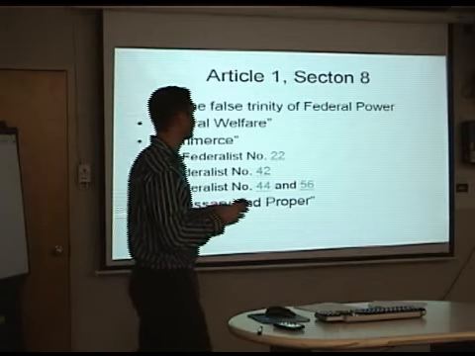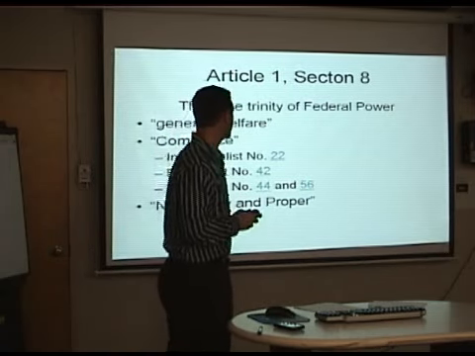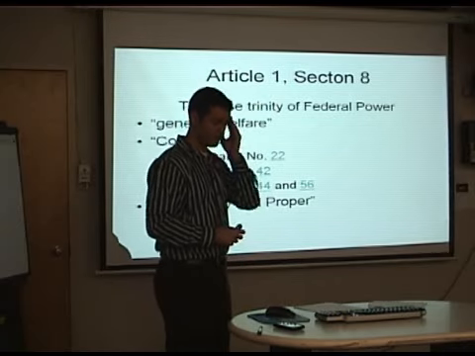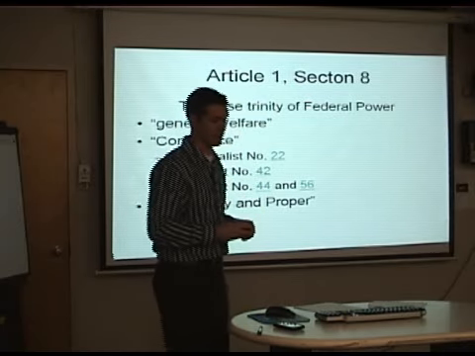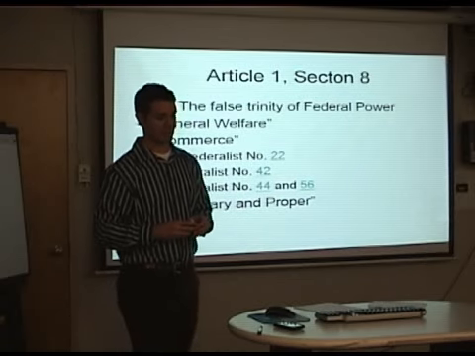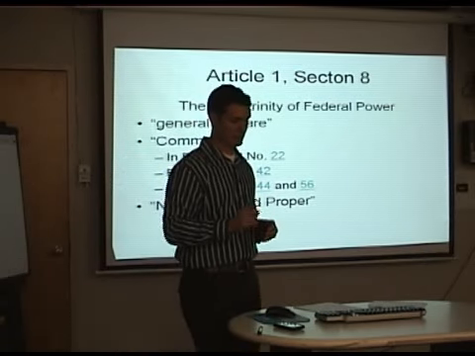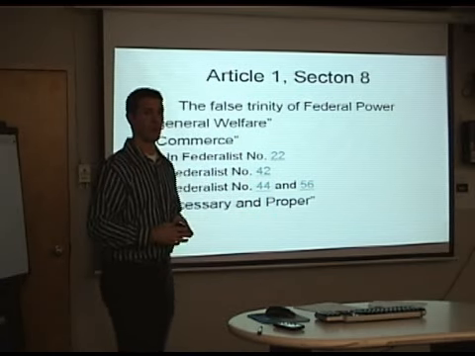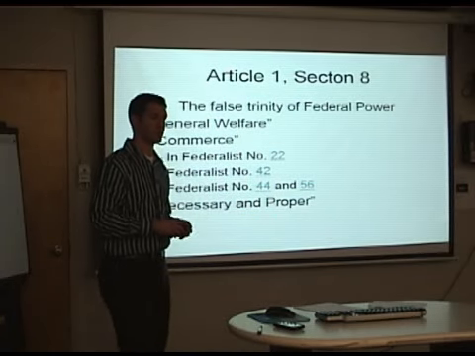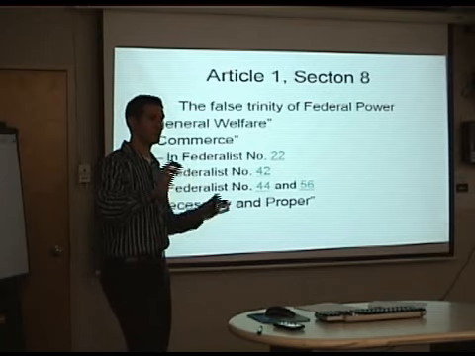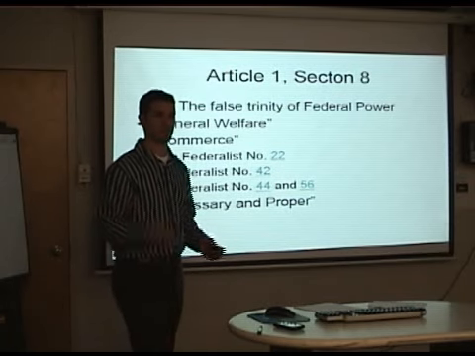The false trinity of federal power is dealt with in 3 clauses in this section. If you go to the very top, you'll see the Congress shall have the power to lay and collect taxes, duties, imposts, excises, to pay the debts and provide for the common defense and general welfare. Now, if you ask yourself the question, what do they mean by general welfare? They mean that every single person must benefit from whatever action they take.